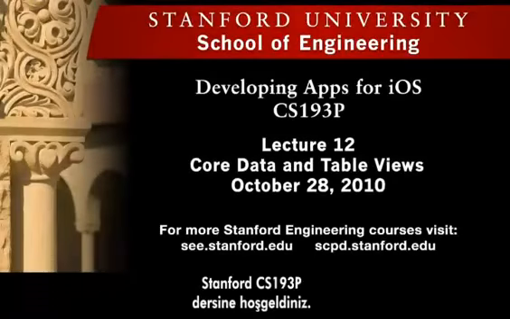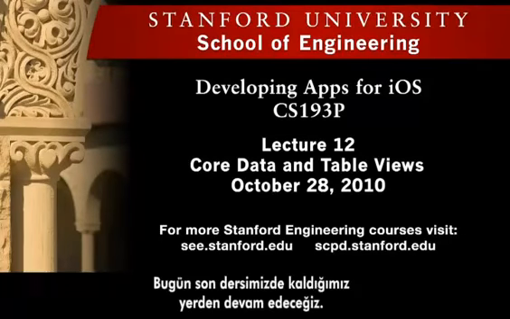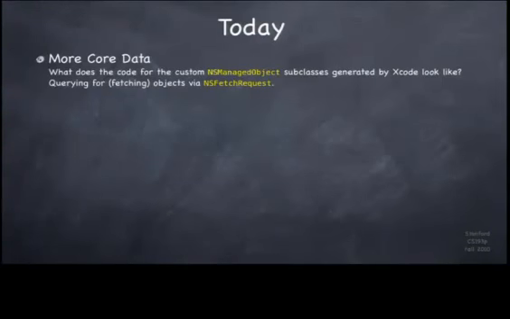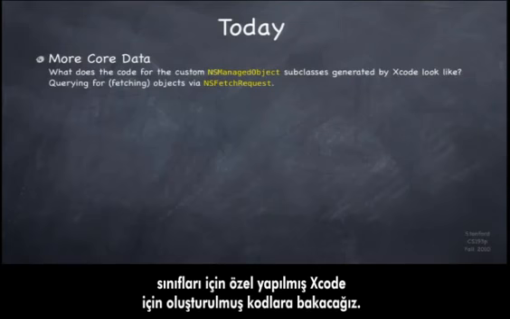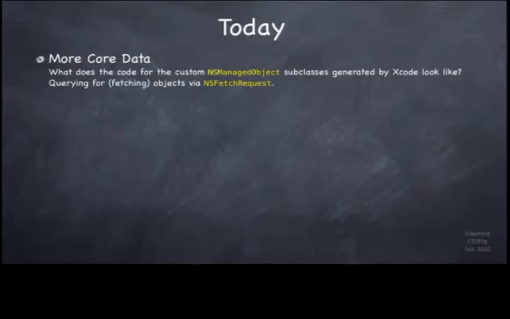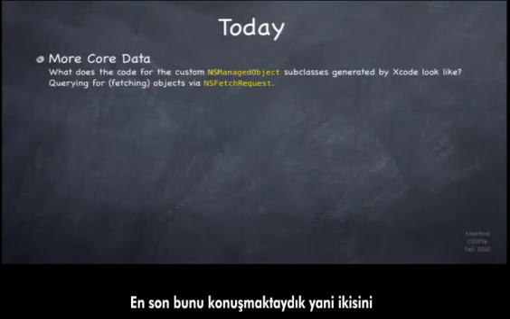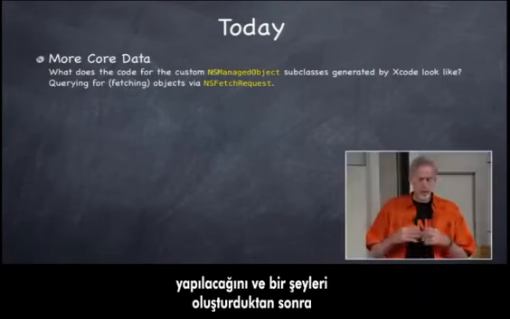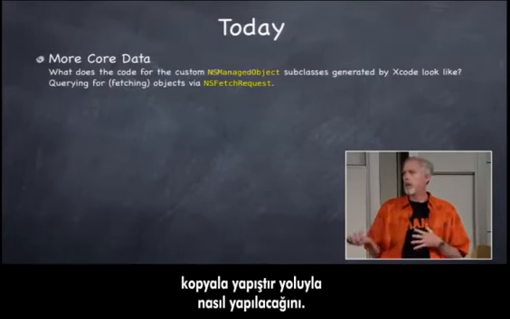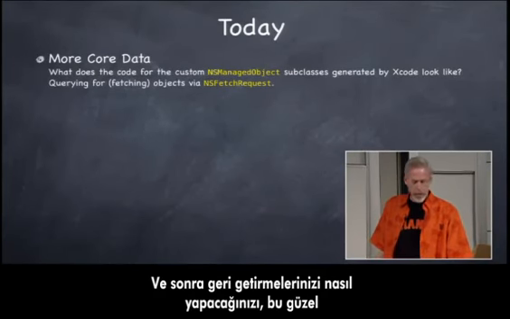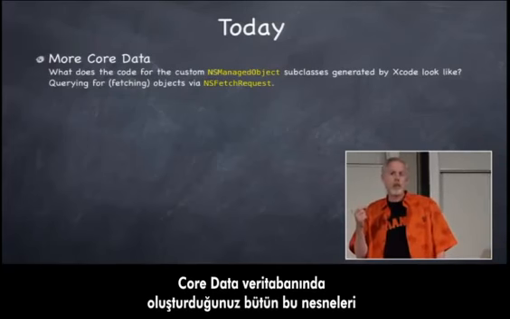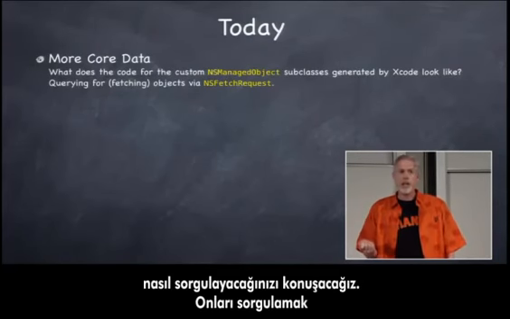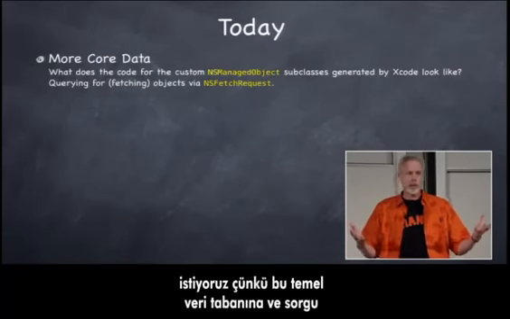Okay, welcome to Stanford CS 193P. Today we're going to continue our lecture from last time. We're going to talk a little bit more Core Data, and we're going to look at the code that's generated by Xcode for those custom subclasses of NSManagedObject. That's what we talked about right at the end of the last lecture, how to do it from scratch and then how to do it with this copy and paste mechanism after you have things created. And then we're going to talk about how you actually make fetches, how you query all these objects that you created in this nice Core Data database.